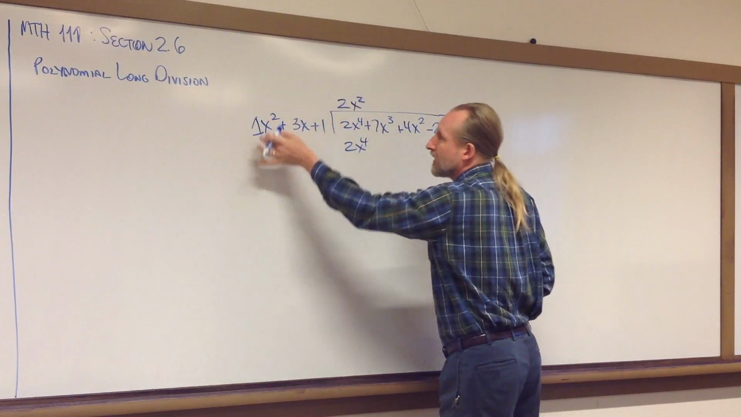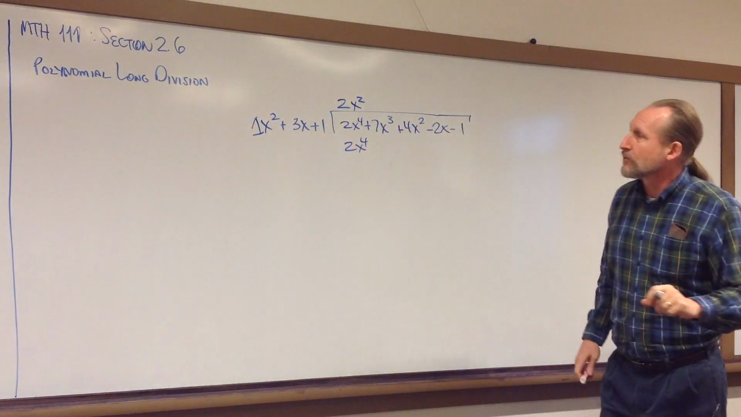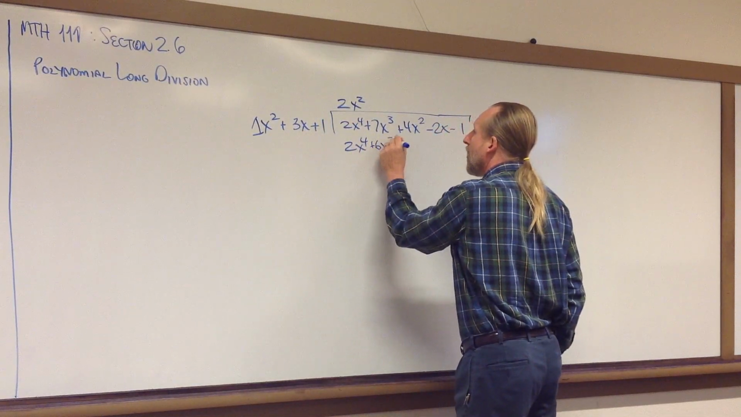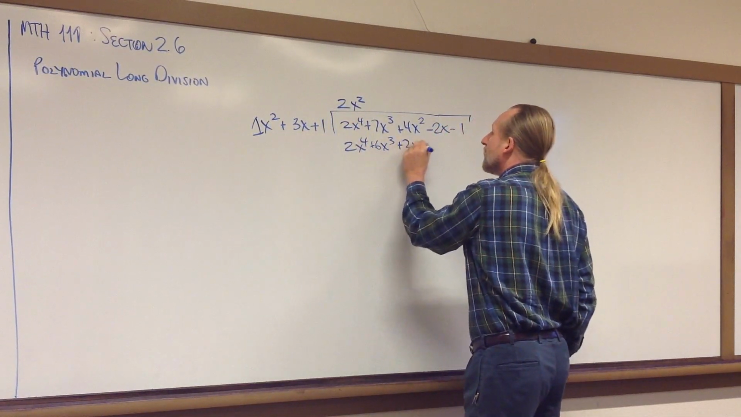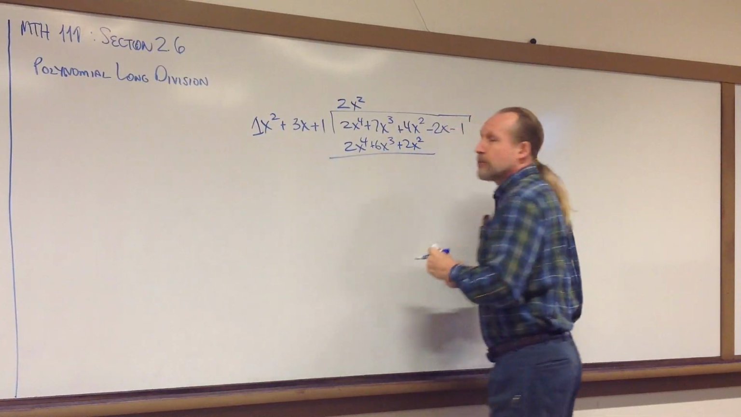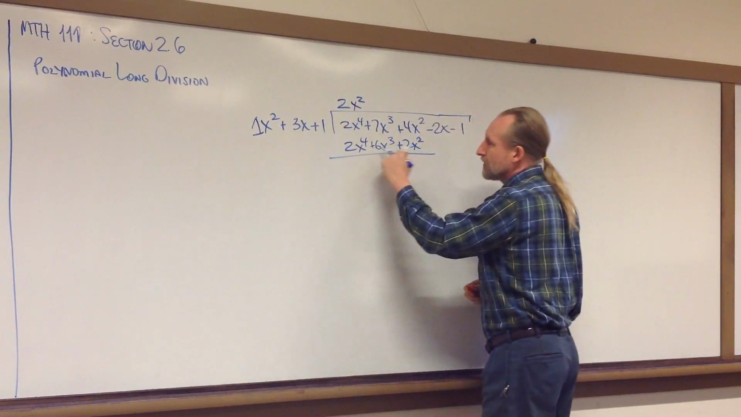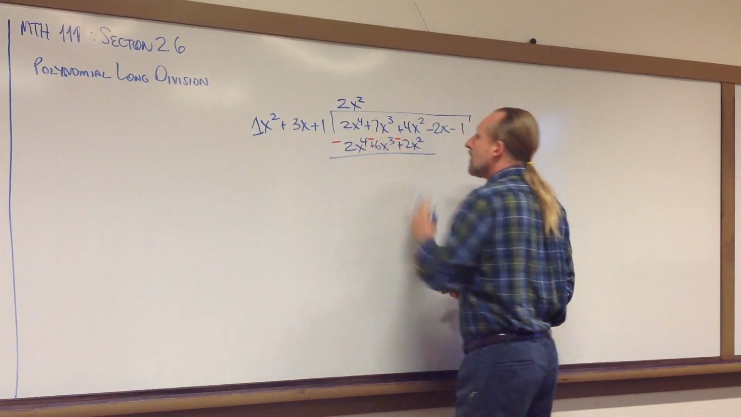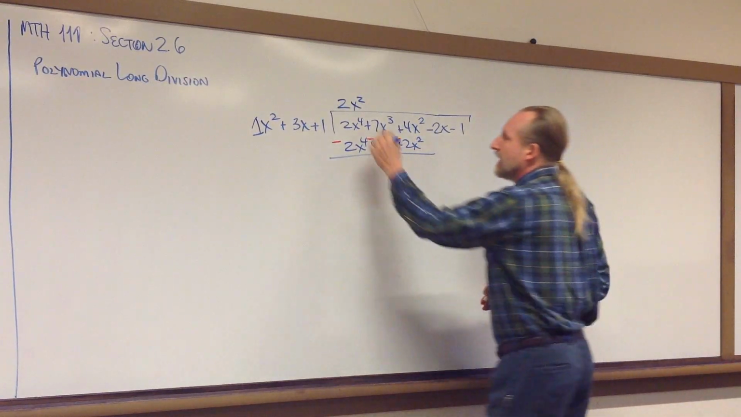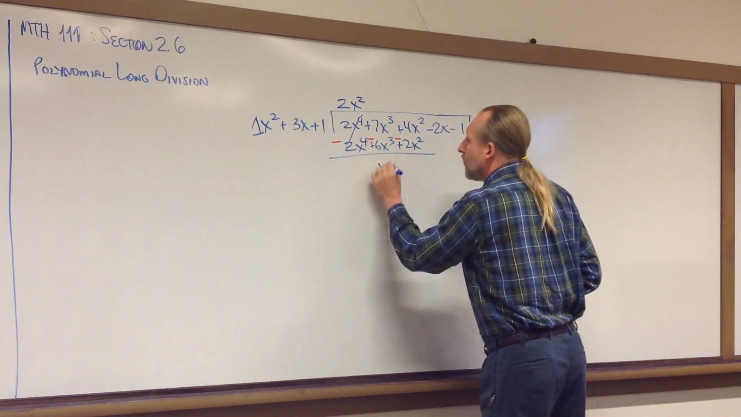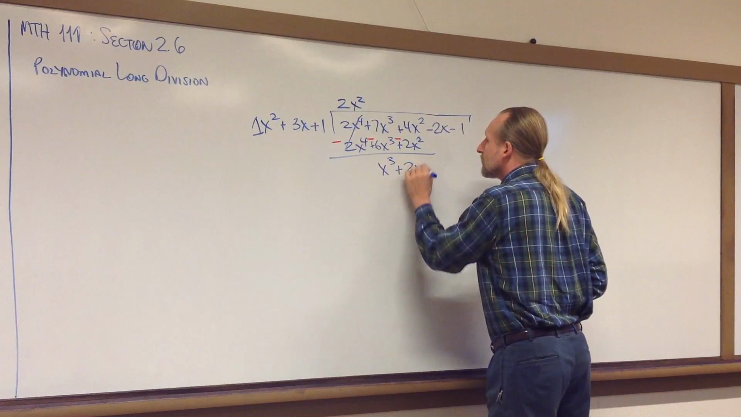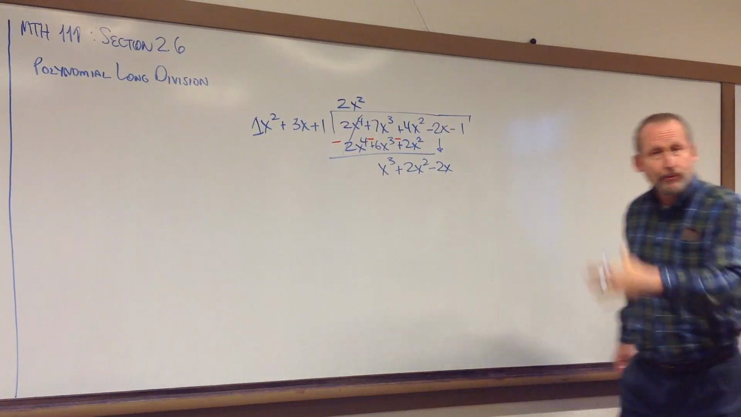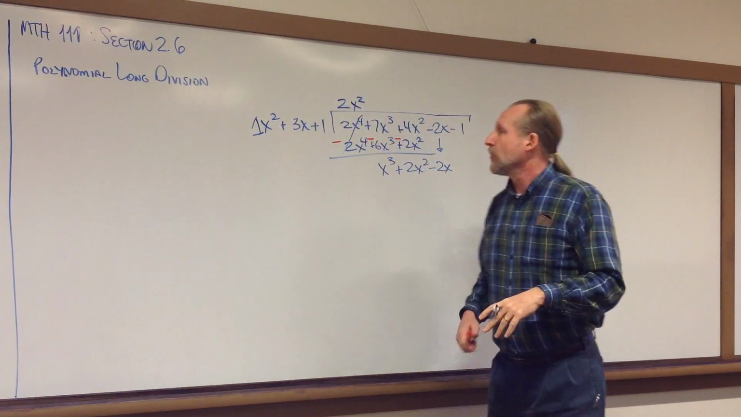Alright, so now we multiply 2x squared, and we have to distribute. We have to multiply this 2x squared times all 3 of the terms that we're dividing by. So let's see, this will be 2x to the fourth, then 6x to the third, and then plus 2x squared. And then we subtract, or change the signs, because if these were negatives, they would change to positives. So we're going to subtract by changing the signs. These cancel each other out. Here we get 1x cubed, and then plus 2x squared, and then we'll bring down the minus 2x. And then we just repeat this process over, okay?